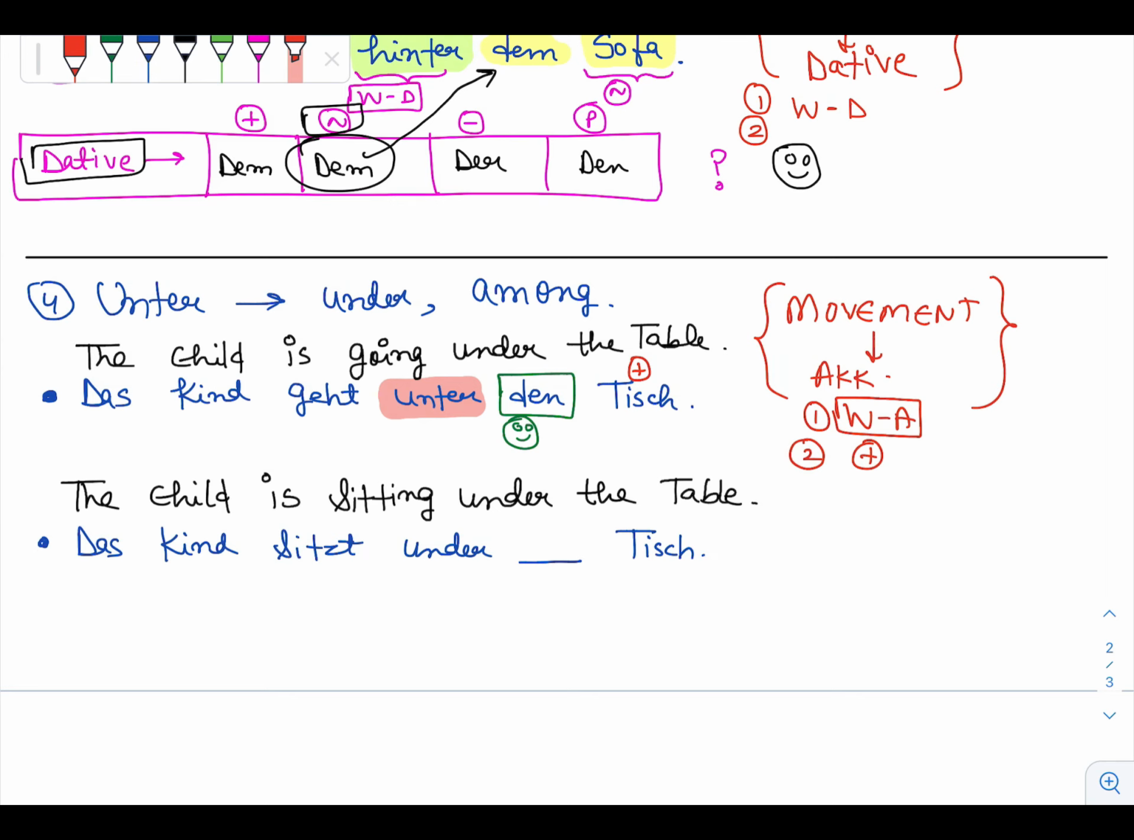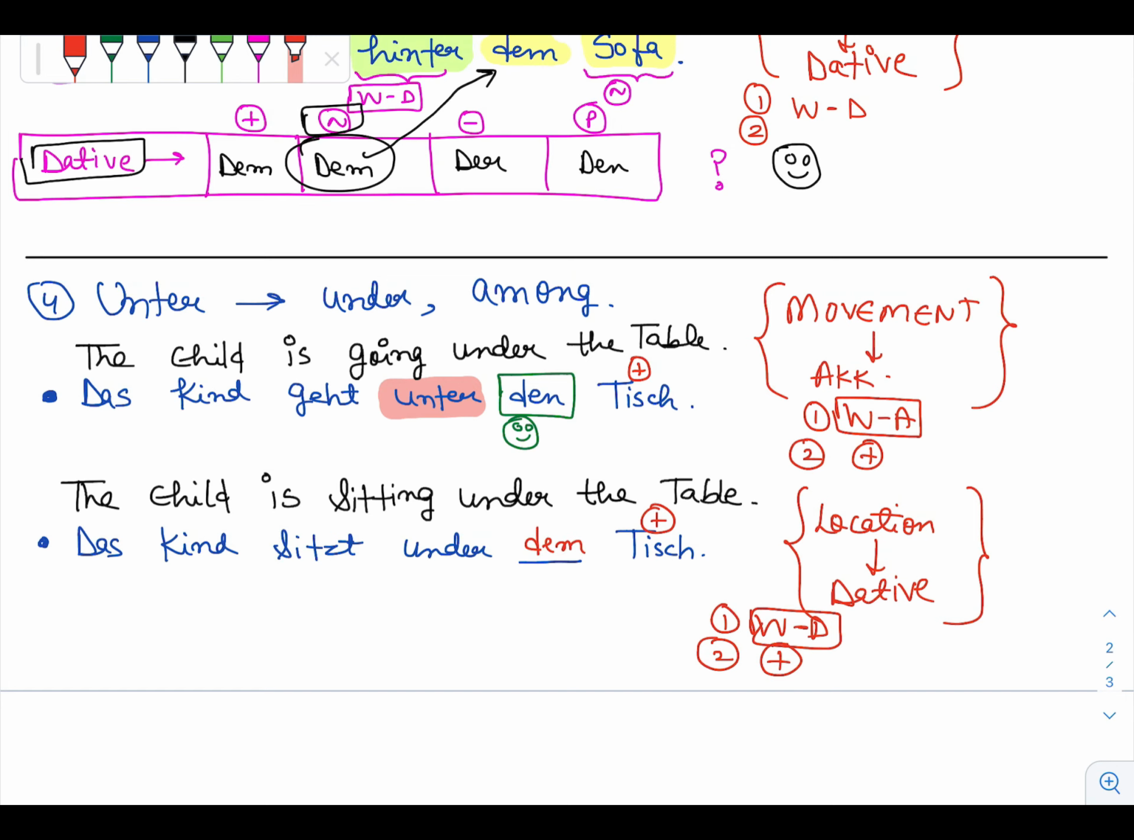For example, you are simply seeing a child who is just sitting under the table. So you are talking about the location. Location comes under dative. Wechsel of dative. Second thing, Tisch, which takes masculine. So dative of masculine, dem. Okay. You see here, dative of masculine, dem.